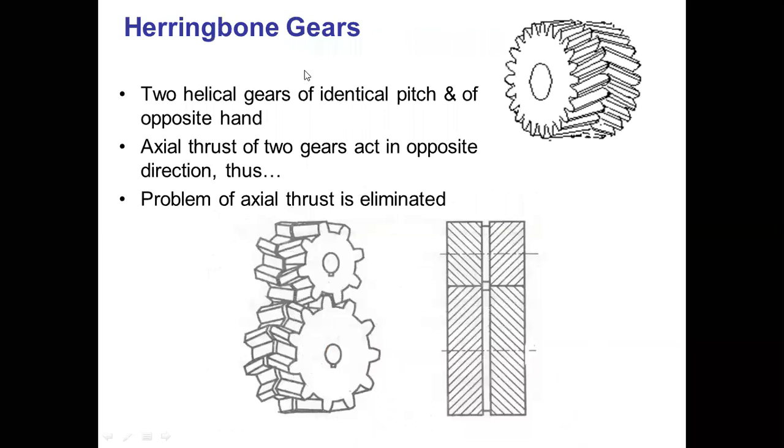Then the herringbone gear. It is similar to the helical gear. Two helical gears of identical pitch and opposite hand. If we connect these two helical gears face to face, then it is called a herringbone gear. The only difference is that if one part is left-handed, then the other part must be right-handed.